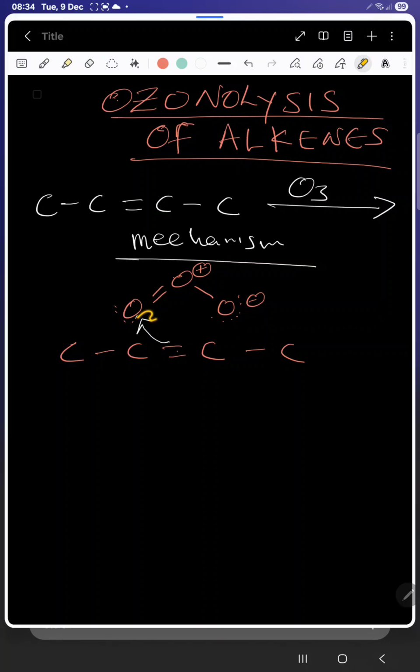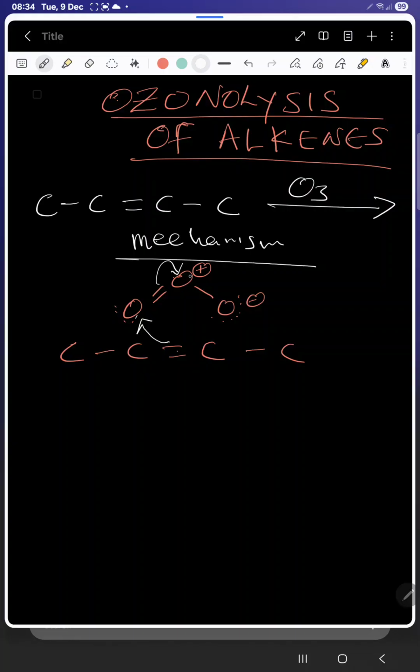So once oxygen is under stress, then one of the bonds here must break. Which one is going to break? Any of the bonds can break. If this bond is broken, meaning it gives the electrons back onto the oxygen, then this oxygen is going to be stabilized.